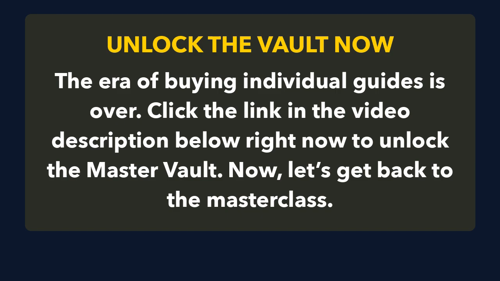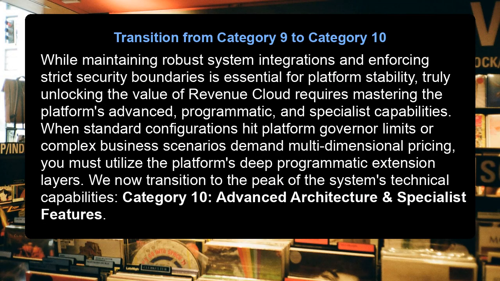Now, let's get back to the masterclass. Transition from Category 9 to Category 10. While maintaining robust system integrations and enforcing strict security boundaries is essential for platform stability, truly unlocking the value of Revenue Cloud requires mastering the platform's advanced, programmatic, and specialist capabilities. When standard configurations hit platform governor limits or complex business scenarios demand multi-dimensional pricing, you must utilize the platform's deep programmatic extension layers. We now transition to the peak of the system's technical capabilities.